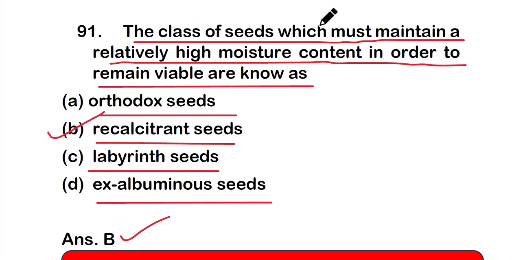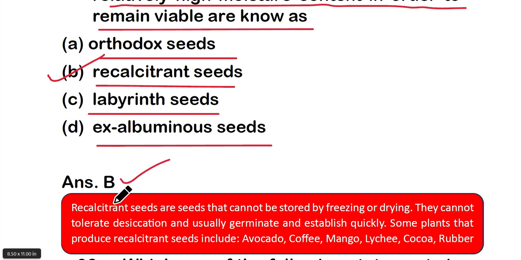So the class of seeds which must maintain a relatively high moisture content in order to remain viable are recalcitrant seeds. Recalcitrant seeds are seeds that cannot be stored by freezing or drying. They cannot tolerate desiccation and usually germinate and establish quickly. Some plants that produce recalcitrant seeds include avocado, coffee, mango, etc.